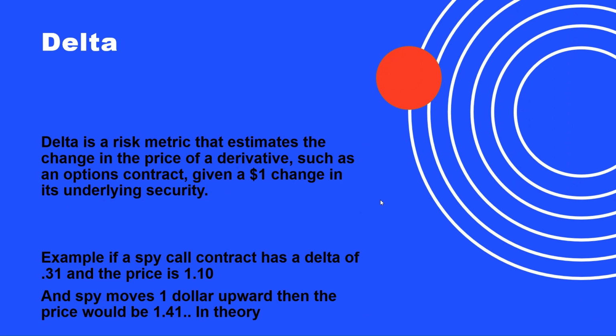So, example: if a SPY call contract has a delta of $31 and the price is $110, and SPY moves $1 upward, then the price would be $141 in theory, right? So again, since it's a call and it's $31 of delta per dollar that it moves, if it moves up a dollar, the price of the contract will move from 110 to 141, right? And if it were to move downwards on a call, then you would lose $31 per dollar that SPY loses.